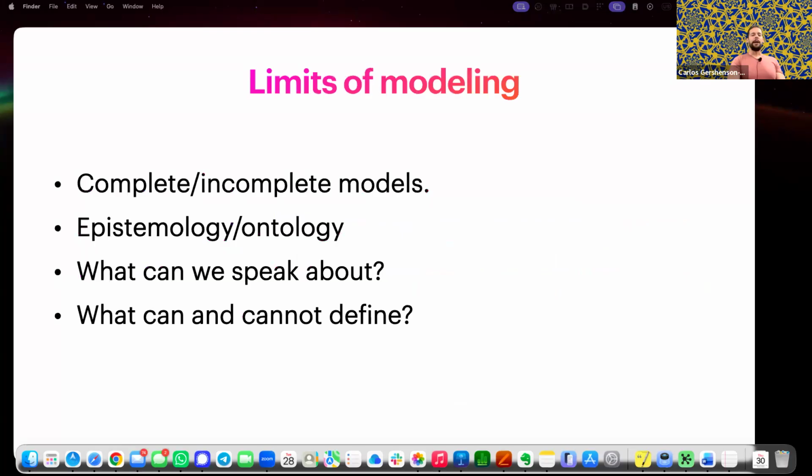So yeah, we already spoke about problems with modeling. We can have complete or incomplete models. And yeah, there are some things that we can speak about, but then there are other things that we cannot define.